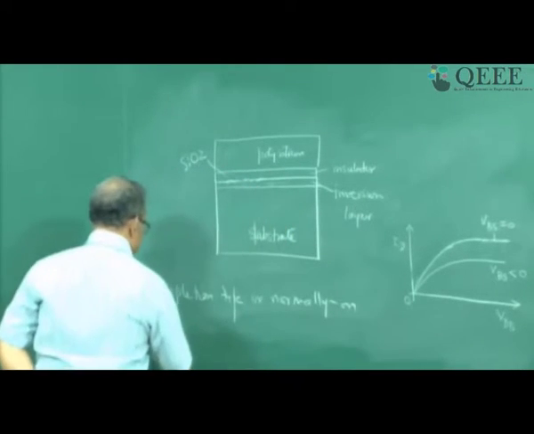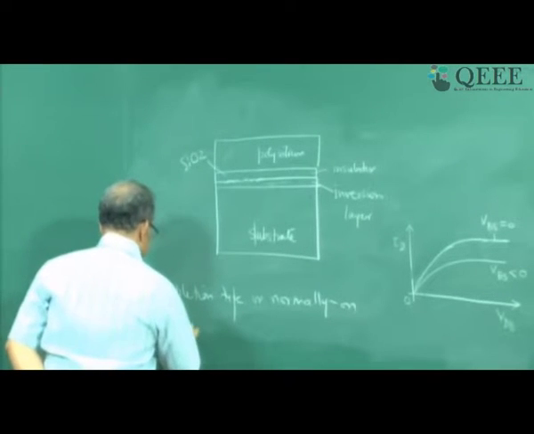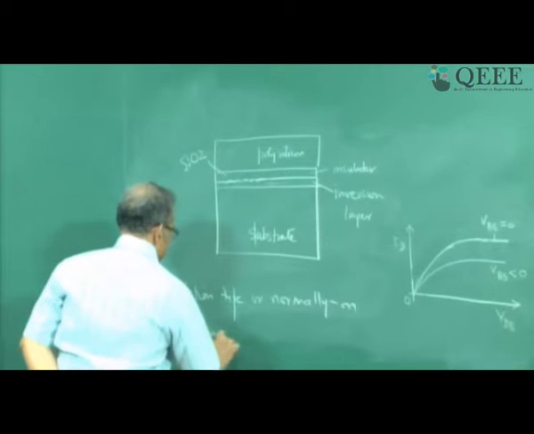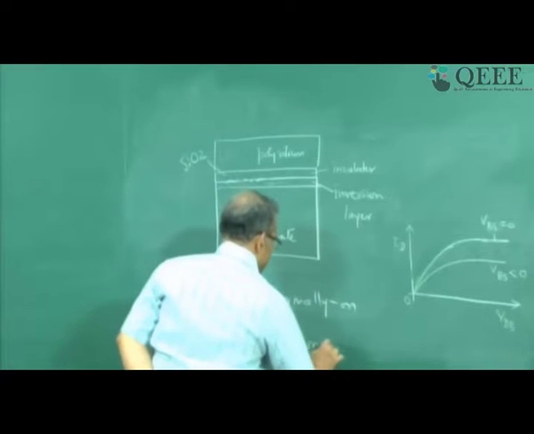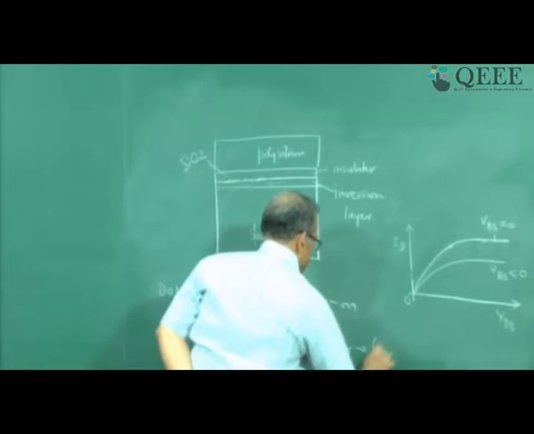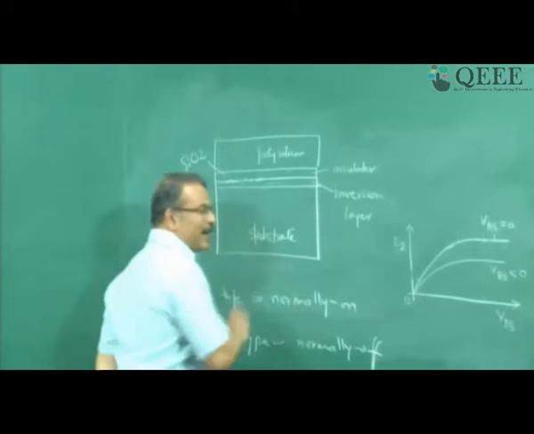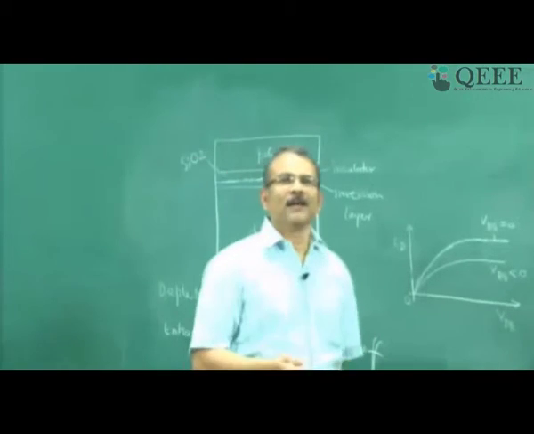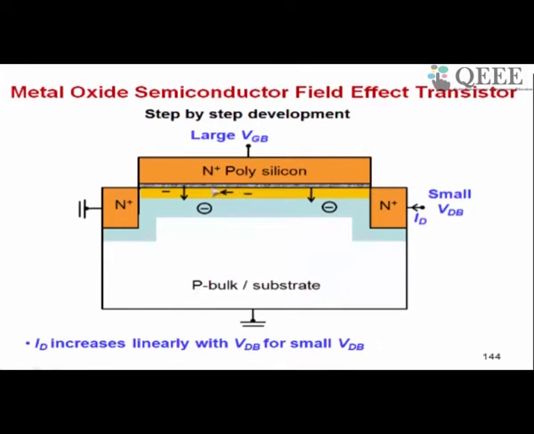And the opposite type is the type we discussed first, that is enhancement type, or normally off. Now you can easily understand why it is called normally on or normally off, right? In the absence of VGB, if I get an inversion layer, it is normally on. If I need to apply VGB so that I get an inversion layer, then it is normally off.